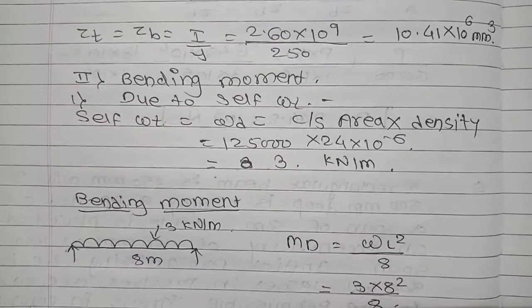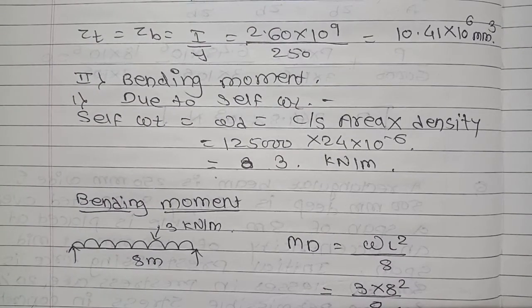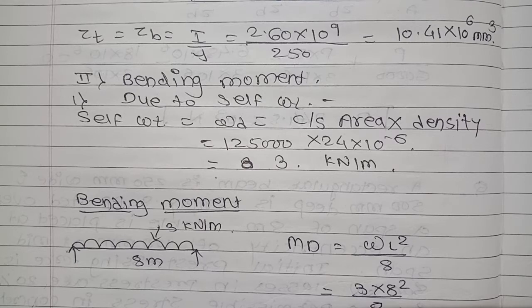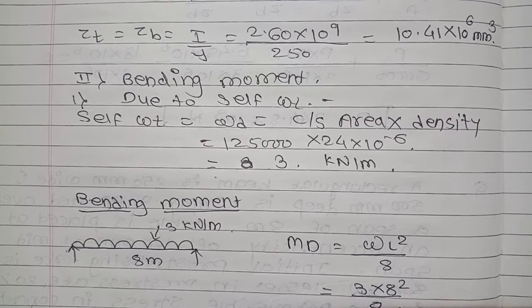Now the second step is to calculate the bending moment due to self-weight. We know how to find self-weight: it equals cross-sectional area into density of concrete. We know the density of concrete is 24. The cross-sectional area we just calculated. Put in all the values and calculate. We got the answer 3 kN per meter as the self-weight.